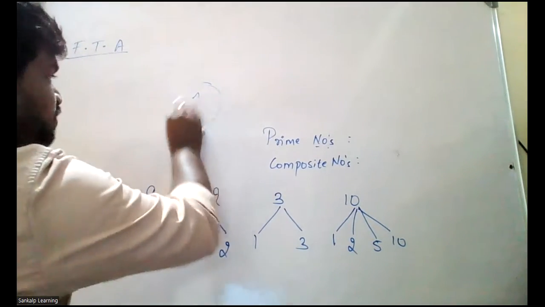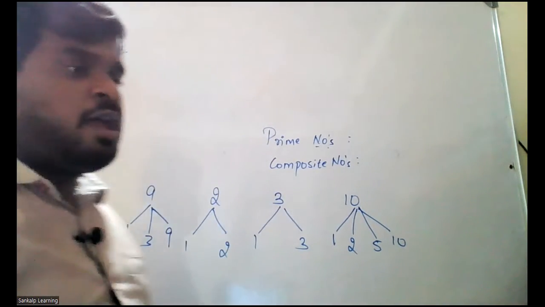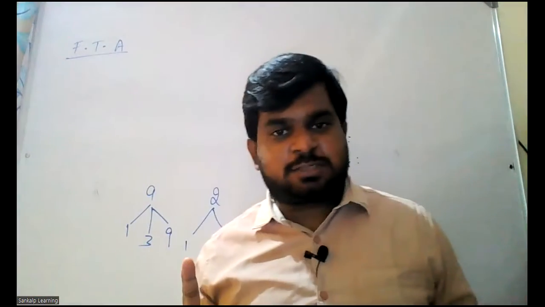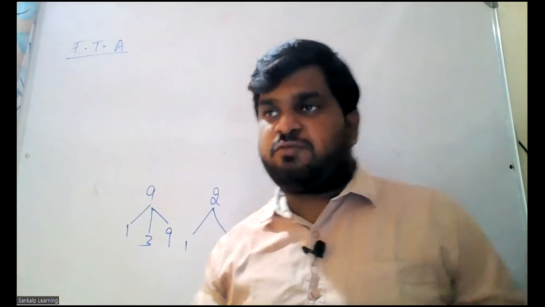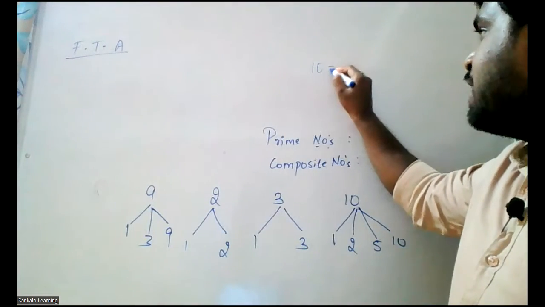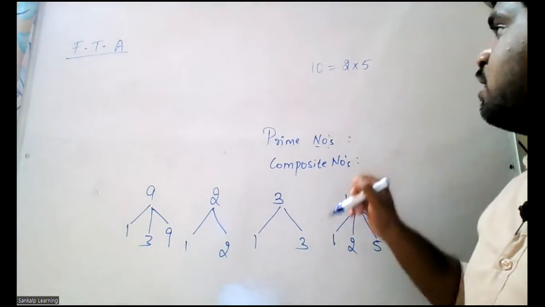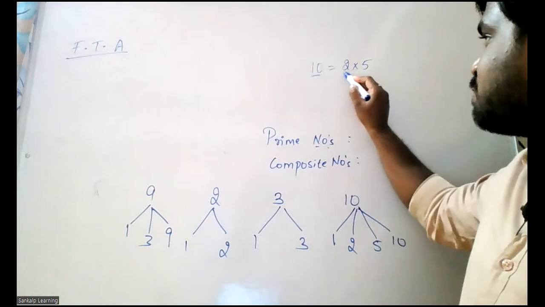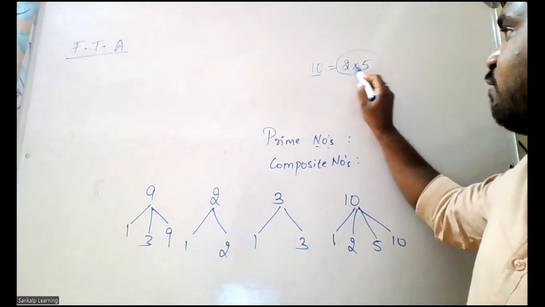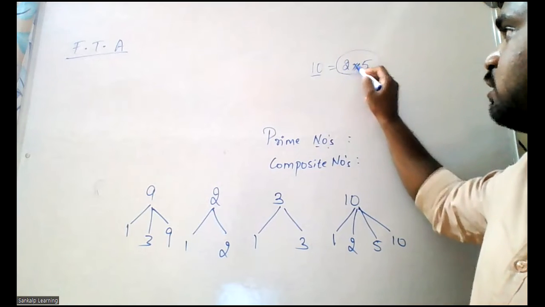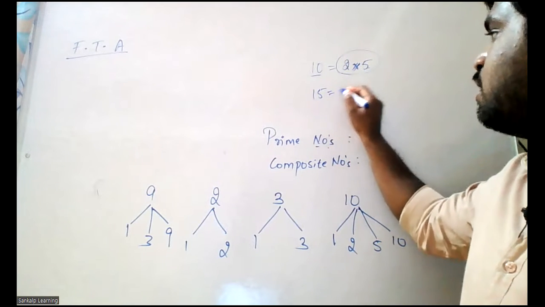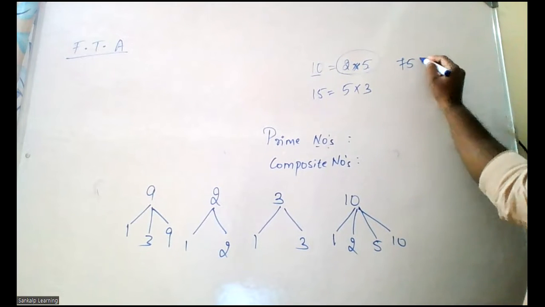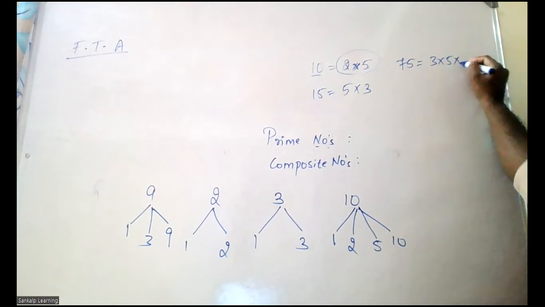So what is this fundamental theorem of arithmetic? You take any composite number, it can be expressed as a product of primes. For example, I can write 10 as 2 into 5. So observe, this 10 is a composite number which is expressed as a product of primes. What have we got here? Prime numbers in a product. Suppose I take 15, it can be written as 5 into 3. Or suppose I take 75, it can be written as 3 into 5 into 5.